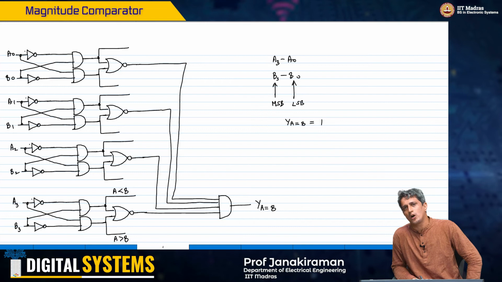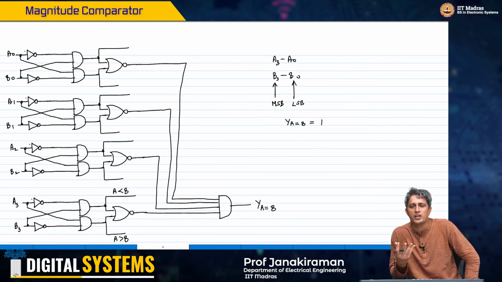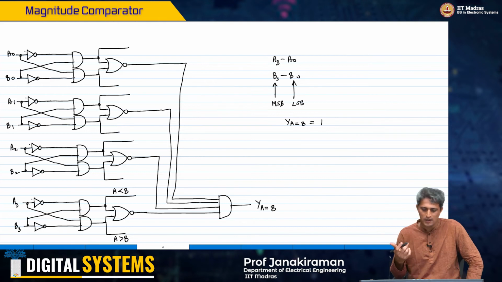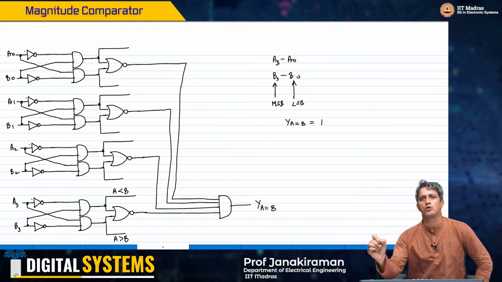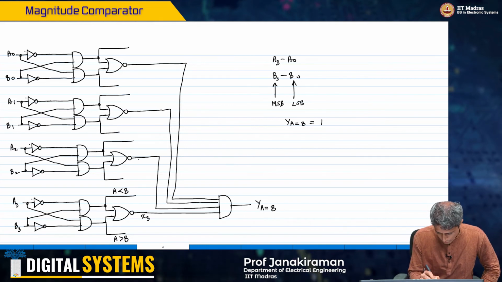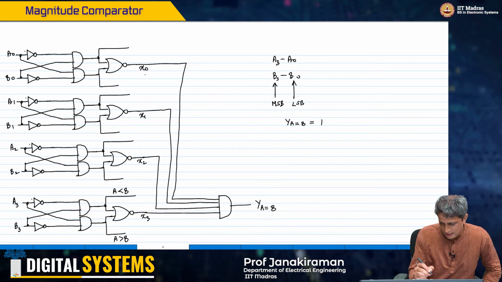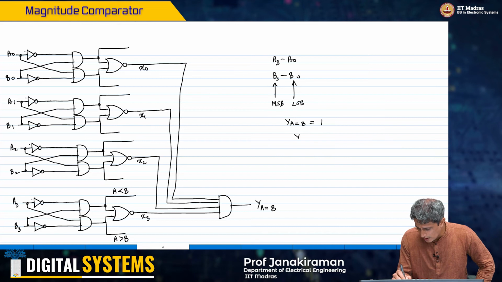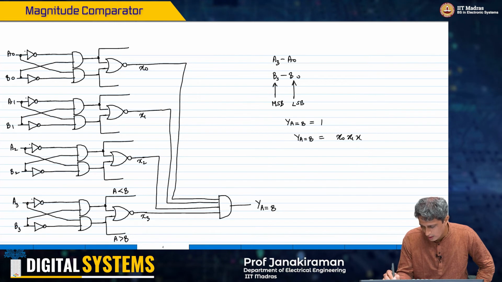Okay. So, in order to get the circuit for the A greater than B and A less than B, maybe it is useful to even write down the expression, right? So, let us call these outputs x3, x2, x1 and x0. So, the Y A equal to B is simply x0, x1, x2, x3.